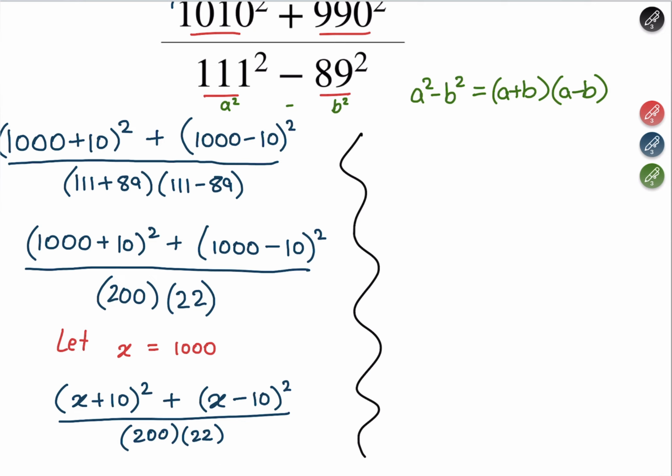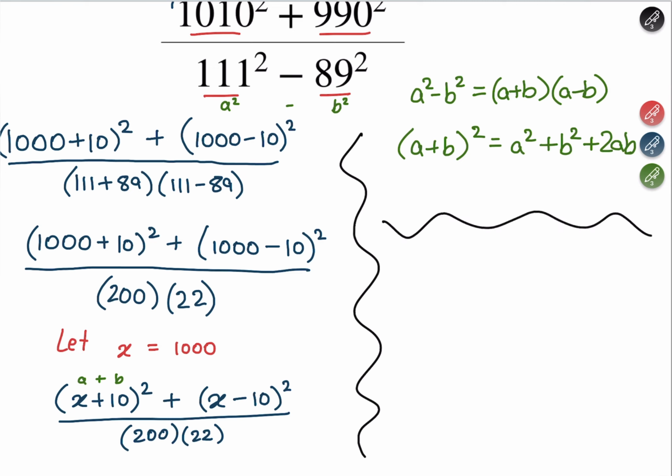Now what we have is x plus 10 squared plus x minus 10 squared in the numerator, so we're going to simplify that. If you're familiar with algebra, we have x plus 10 squared, so we can take x to be a and 10 to be b. A plus b squared is a squared plus b squared plus 2ab. So x plus 10 squared would be x squared plus 10 squared, which is 100, plus 2ab. So 2 times 10 times x would be 20x.